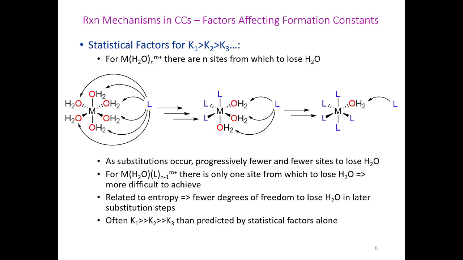But oftentimes we'll see that K1 is significantly larger than K2, which is significantly larger than K3, etc., more so than would be predicted by statistical factors alone. There are other factors that need to be considered as well, and we'll explore these.